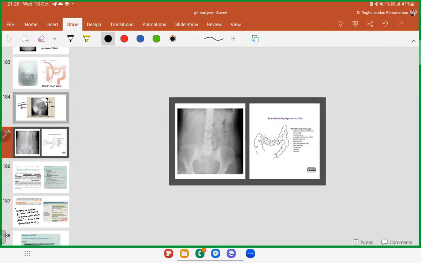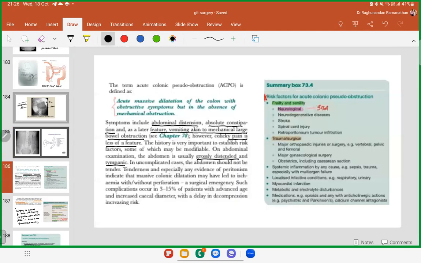Okay, and next is going to be your colonic pseudo-obstruction. This is mainly seen in patients with Parkinsonism, Alzheimer's, and retroperitoneal hematoma. So what is a pseudo-obstruction? It is an acute massive dilation of your colon with obstructive symptoms, but in the absence of any mechanical obstruction. So the symptoms include abdominal distension, absolute constipation, and later vomiting, similar to mechanical large bowel obstruction.